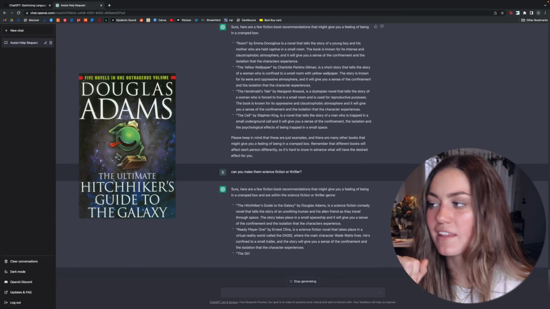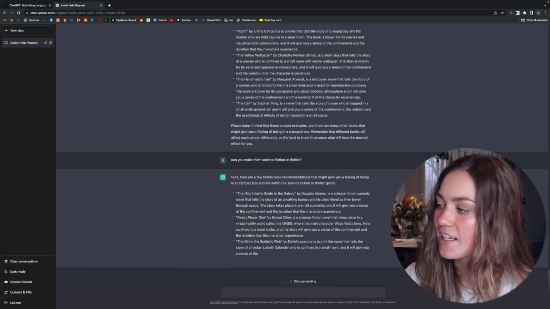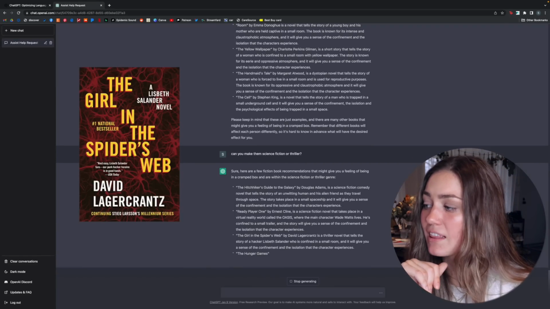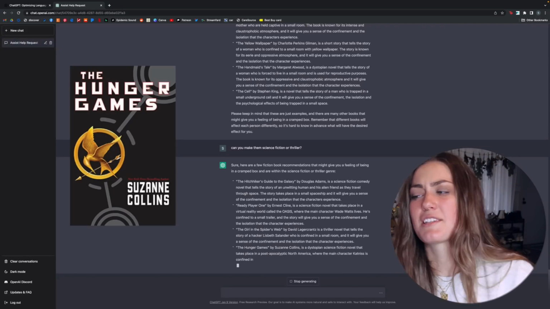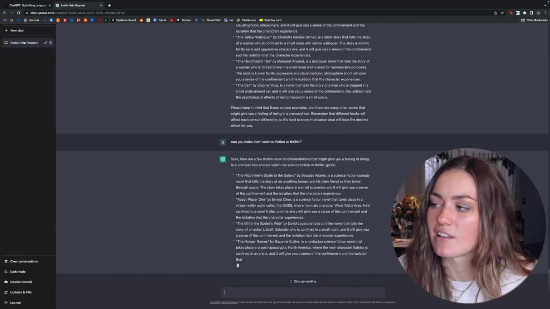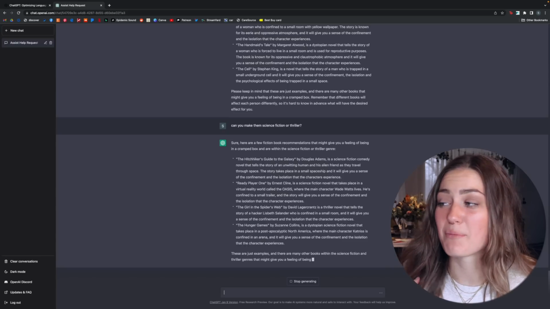Chad came back with The Hitchhiker's Guide to the Galaxy by Douglas Adams, Ready Player One by Ernest Cline, The Girl in the Spider's Web by David Lagercrantz, and The Hunger Games by Suzanne Collins. Some of these I feel like are a little bit loose, I'm not gonna lie. From what I hear, I haven't read them yet, but I do have them and want to get to them.